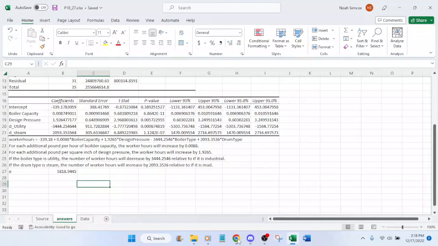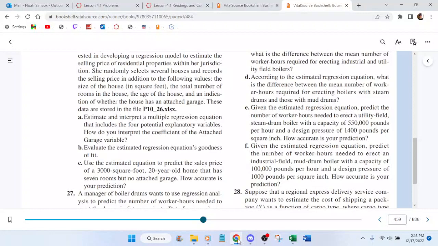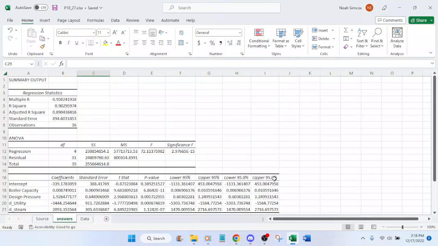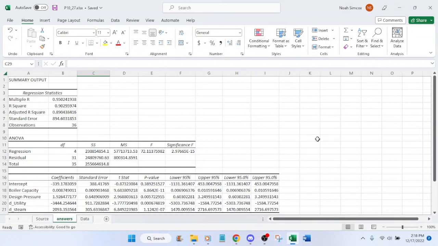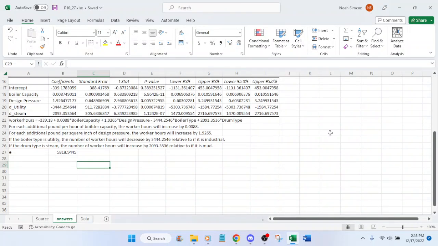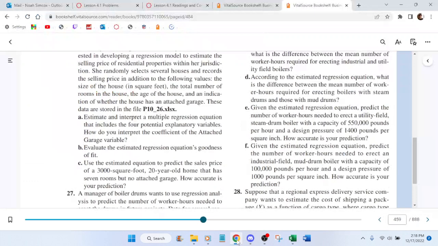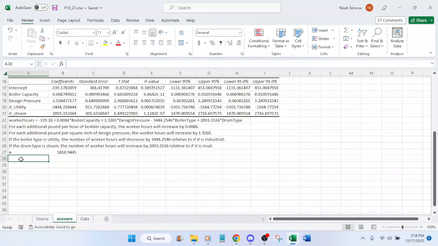I mean, how am I supposed to know how accurate my prediction is? That is ridiculous. Like, you can say, well, there's a 68% chance that this prediction is accurate within 894 hours. How about no? I'm going to do F.